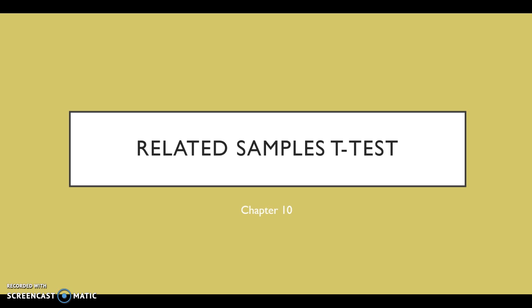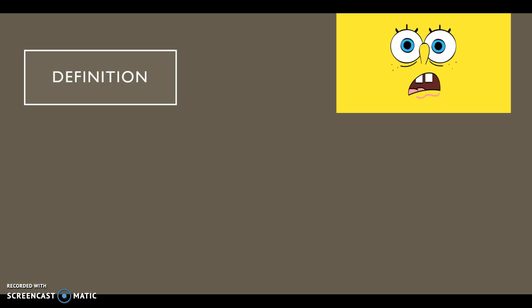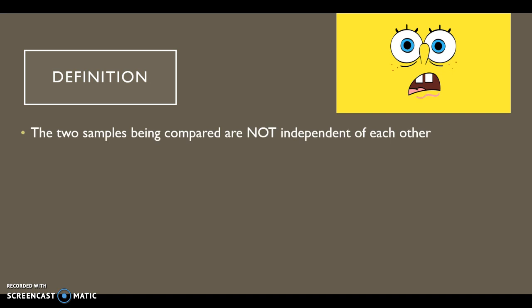You're just making some minor changes depending upon how many samples you have, the kind of data you have, and some minor tweaks to the statistic. Again, research designs change, the statistic changes a little bit, but all of the steps pretty much stay the same. So a related samples design is where samples are not independent of each other.